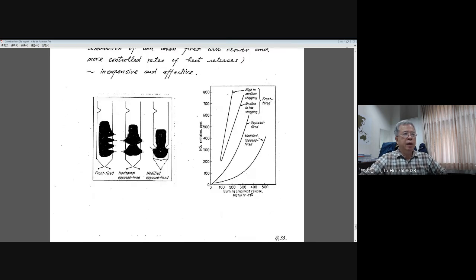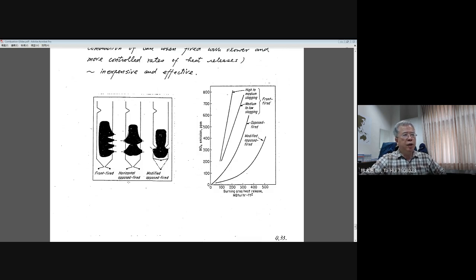For example, for a given boiler, you can have different designs for burning your pulverized coal. The first one we call a front fire. This is a very usual way to burn pulverized coal. You put all the nozzles injecting in the same direction, usually horizontal. The dark zone represents the burning zone, and you will see a combustion region shown by these dark regions.